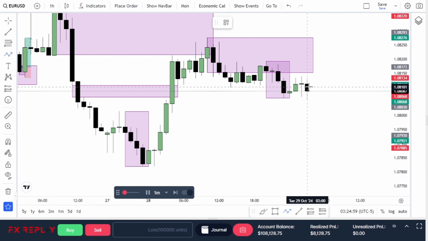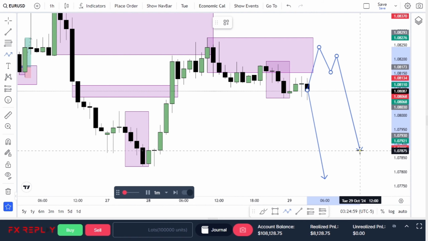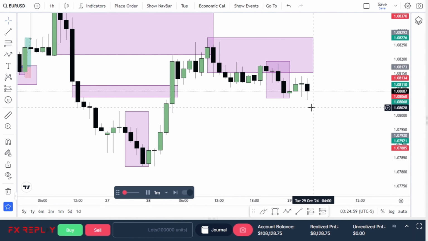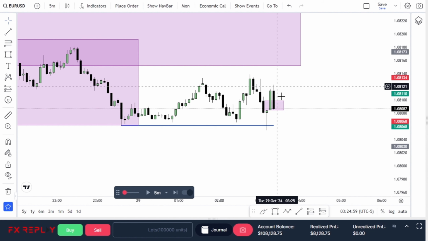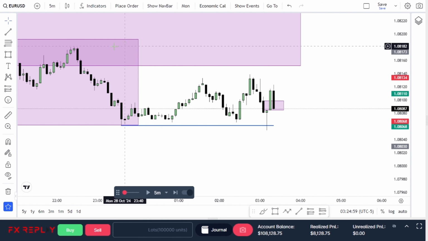So for now we can expect a downside move, but if price gives us a manipulation above the Asian highs, then we can look for our entry according to this setup. For now, let's move to the 5-minute chart. Price took out the Asian low, failed this bearish fair value gap, and now price can take a spot here and can take this Asian high.